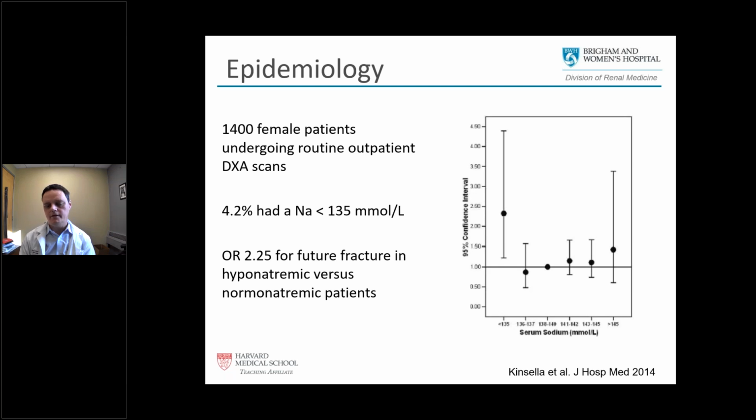And it turns out that if you had a sodium of less than 135, there was a doubling of the risk for future fracture in hyponatremic patients versus normonatremic patients. Again, suggesting not necessarily that it's causative in particular, but there may be some factors that are both lowering the sodium and also increasing your risk of fractures. But there's at least some data to suggest that even marginally lower sodium levels are associated with an increased risk of falls, and that in itself would lead to an increased fracture risk in this older population.